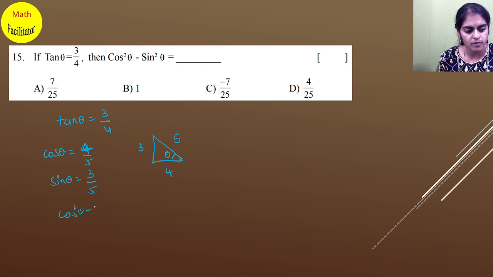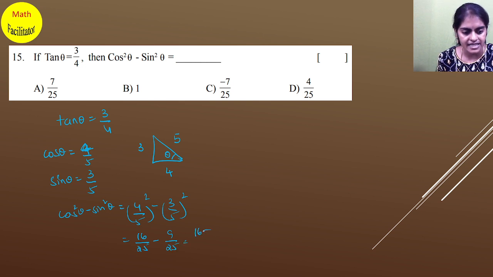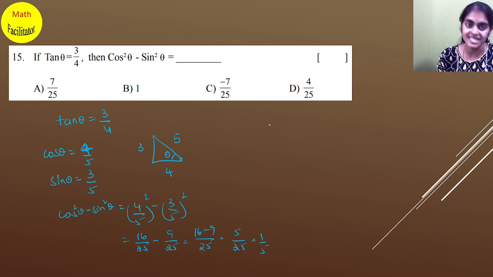Now cos square theta minus sin square theta will be 4 by 5 whole square minus 3 by 5 whole square. So it is 16 by 25 minus 9 by 25. What is the final answer you are getting? 16 minus 9 by 25, so it is 7 by 25. This is the first method.